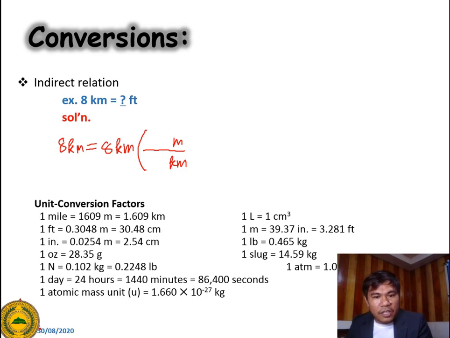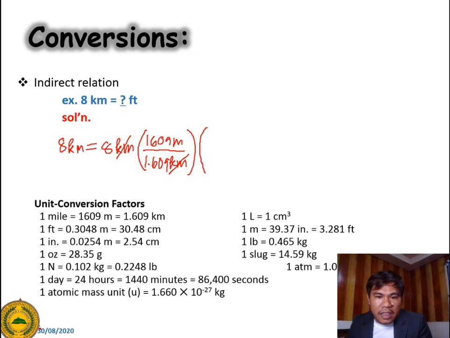Now, the conversion factor says that 1.609 kilometers is equal to 1,609 meters. Now, we simultaneously multiply the next conversion factor. So I have now kilometers going to meters. So I have kilometers here, and then I have kilometers also at the denominator, so I have only a meter.